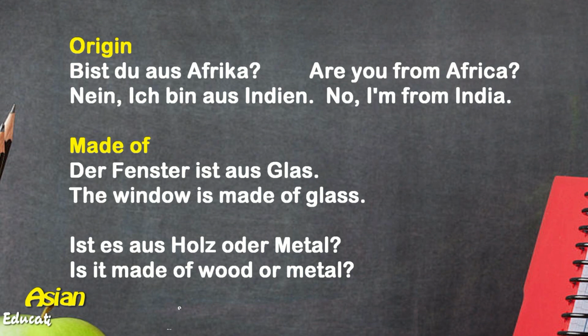Second one is made of. For example, das Fenster ist aus Glas. The window is made of glass. And ist es aus Holz oder Metall? Is it made of wood or metal?